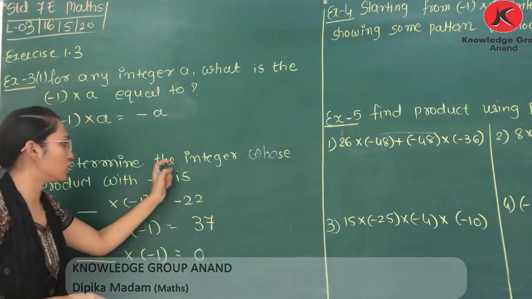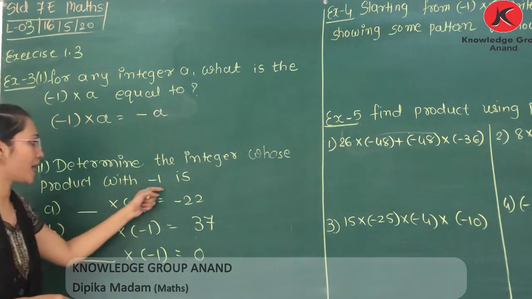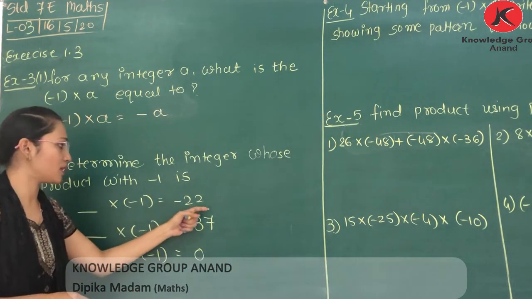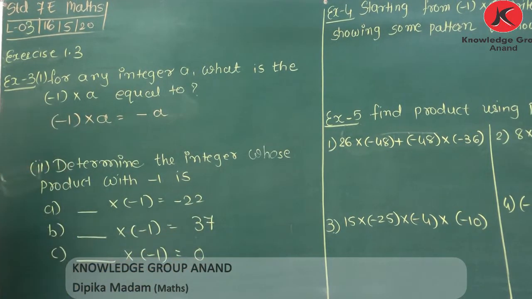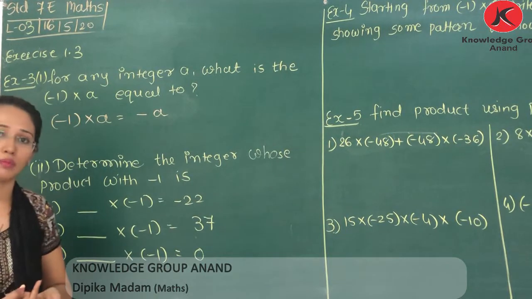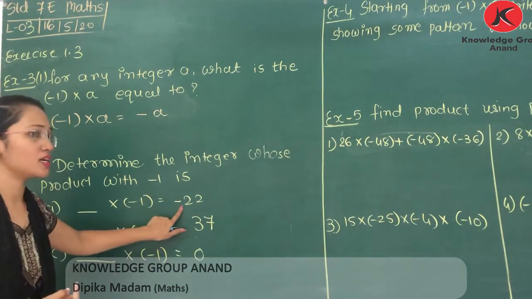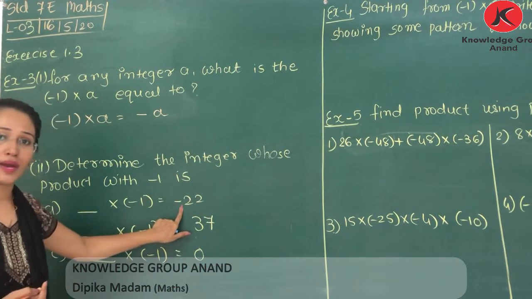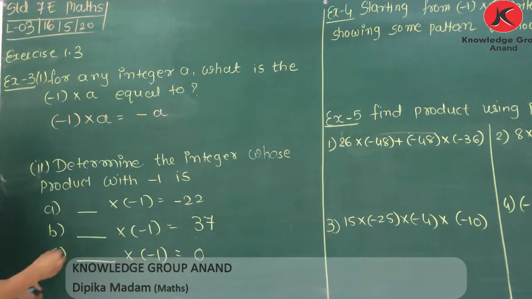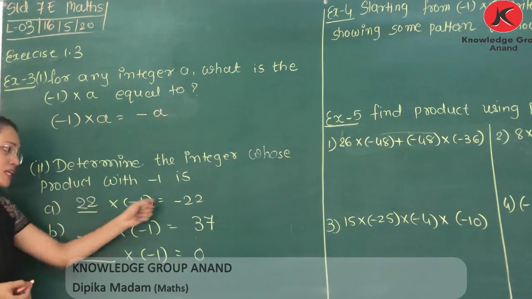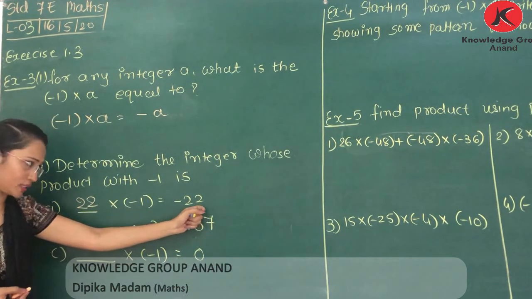Determine the integer whose product with -1 is -22, 37 and 0. Means we have to find such an integer that when multiplied by -1 the answer is -22. Which number multiplied by -1 gives -22? That is +22. If we multiply 22 with -1, the answer is -22.